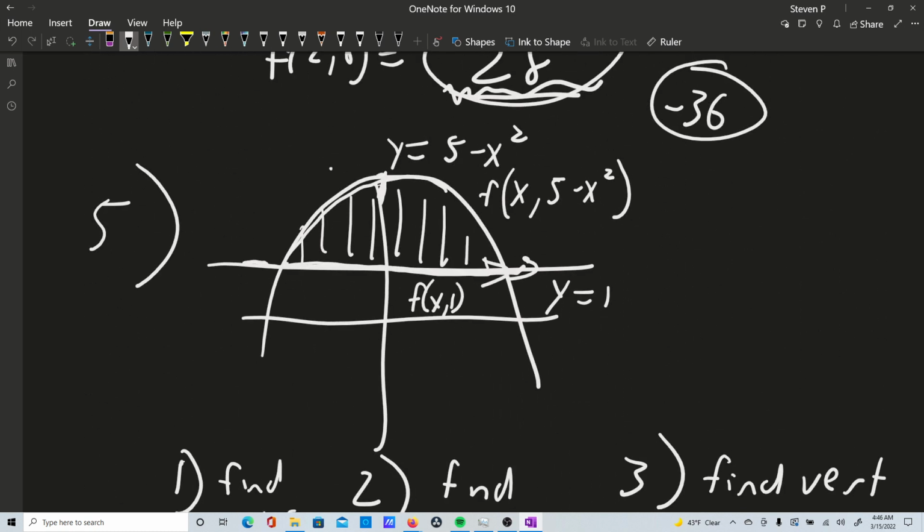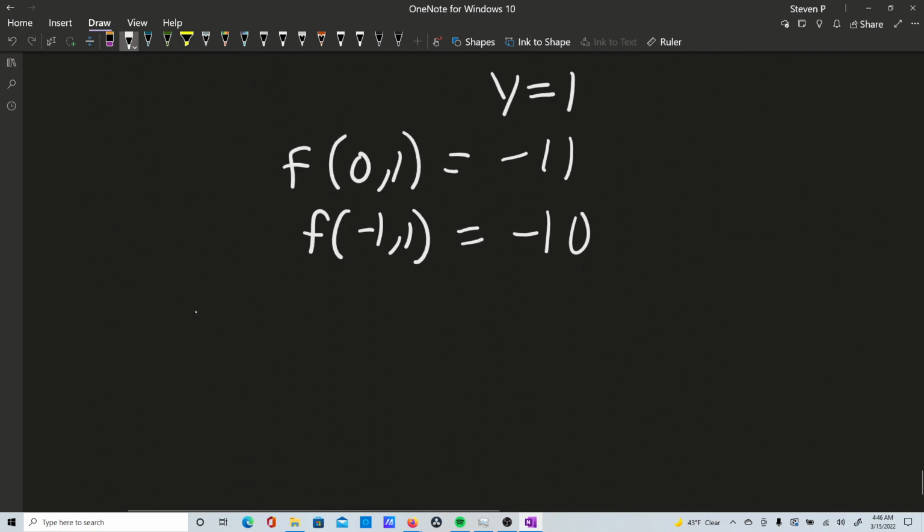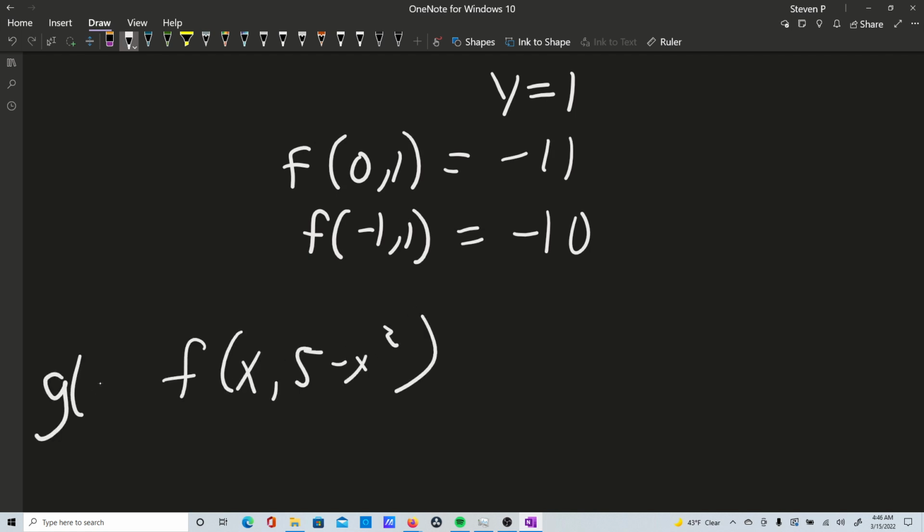Now we have to check the parabola, which is using f of x comma 5 minus x squared, and this sucks a little bit, not too much, but f of x comma 5 minus x squared, right? If you want to, you can think of this as a single variable function, g of x, and you can tell because it's just a line, right? A line is a single variable.